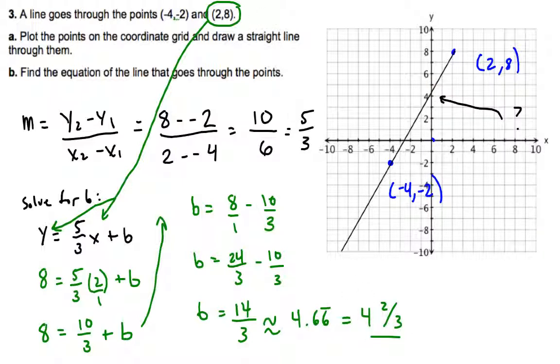The final step now is to combine what we have together and write out our final equation. For this line, y is equal to 5/3 x plus 4 2/3. Final answer. That's it.